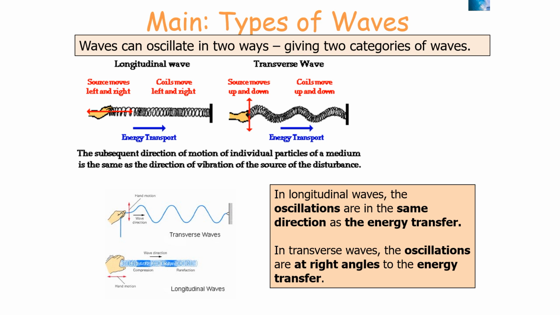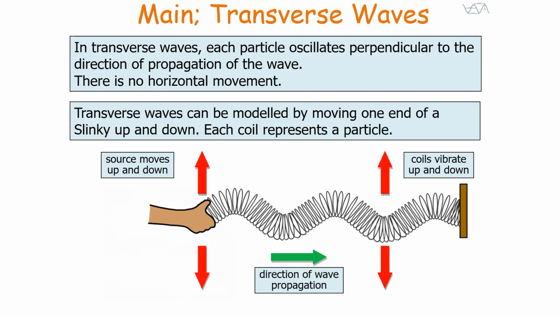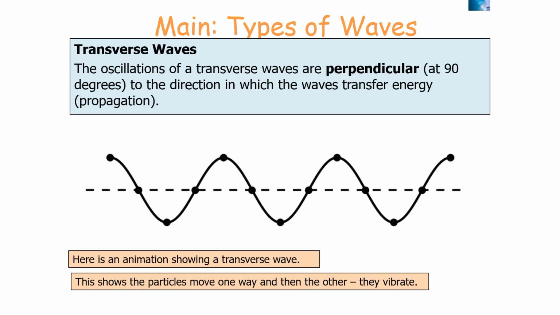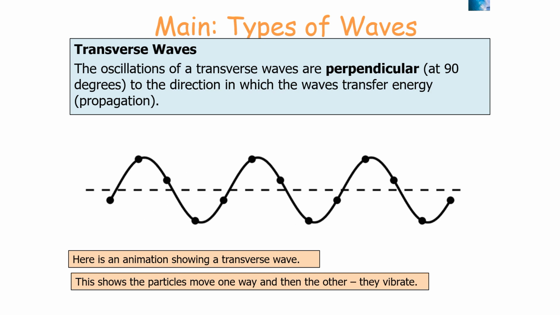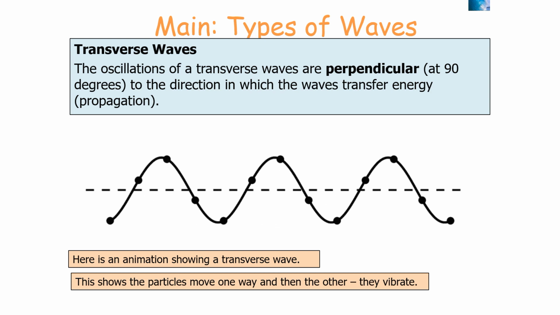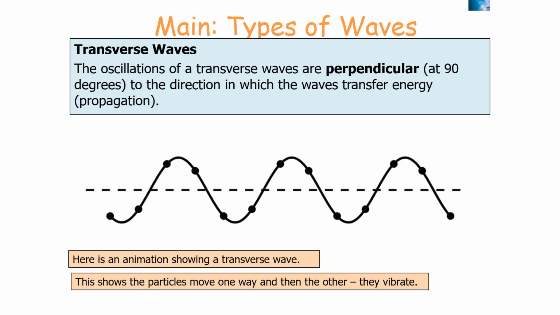So in longitudinal waves, the oscillations are in the same direction as the energy transfer. In transverse waves, the oscillations are at right angles to the energy transfer. So in transverse waves, each particle oscillates perpendicular to the direction of the propagation of the wave. So transverse waves can be modelled by moving one end of a slinky up and down, with each coil representing a particle. So we've got our transverse wave here showing that we've got our oscillations of the medium perpendicular to the direction in which the wave transfers energy.